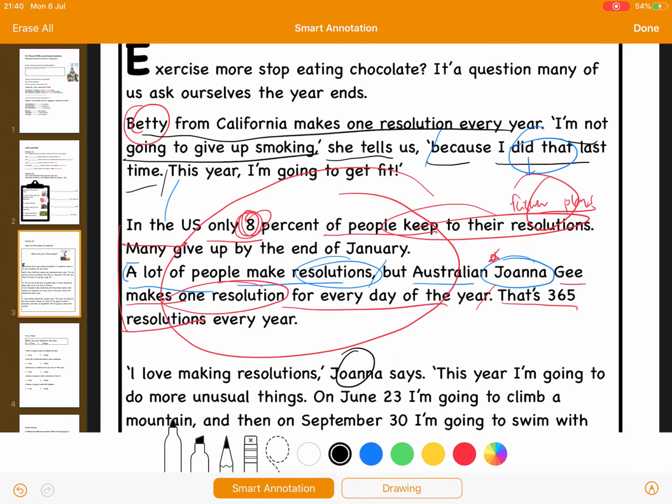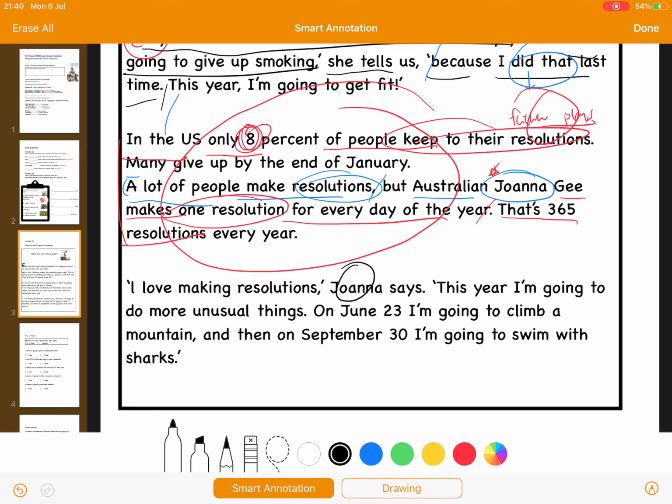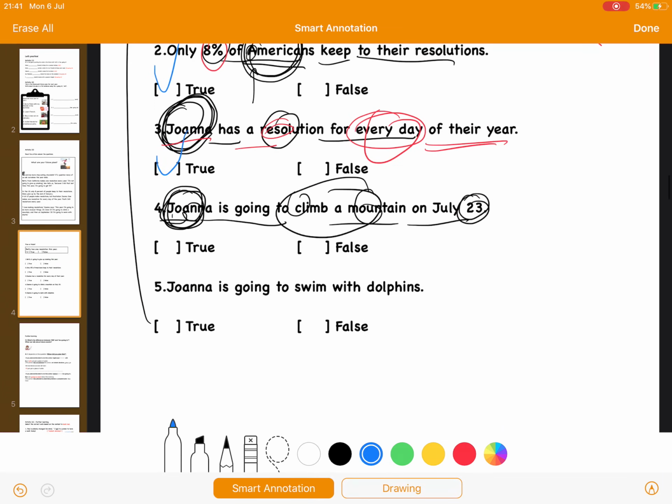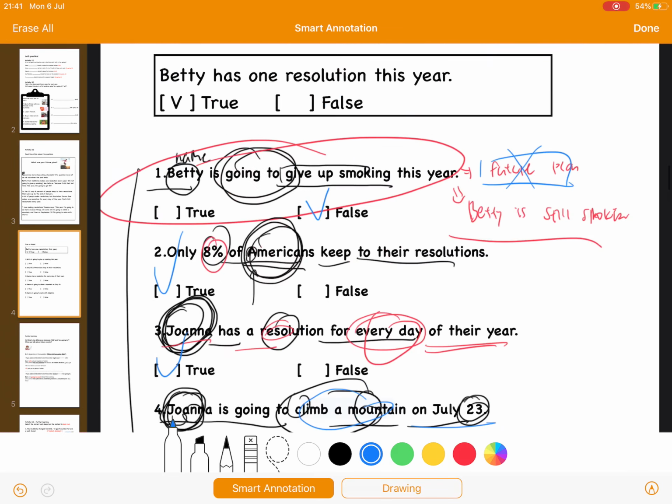Joanna here. I love making resolutions, Joanna says. This year I'm going to do more unusual things. On June 23rd, I'm going to climb a mountain. So the answer is: climb a mountain, June 23rd.